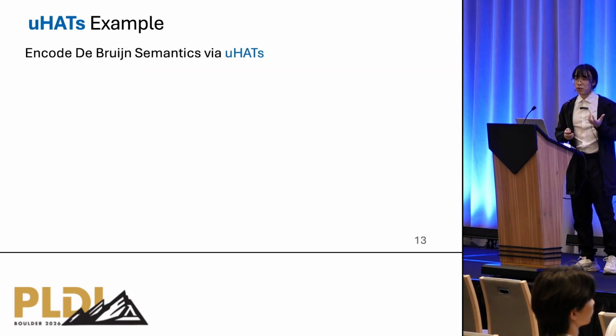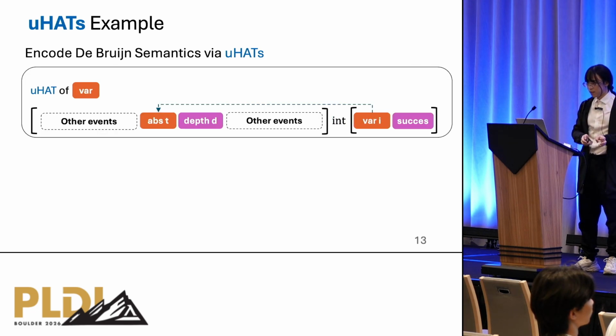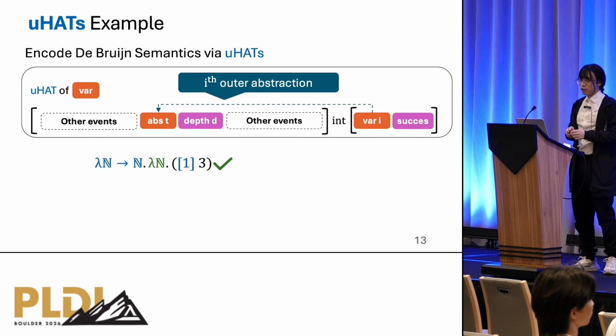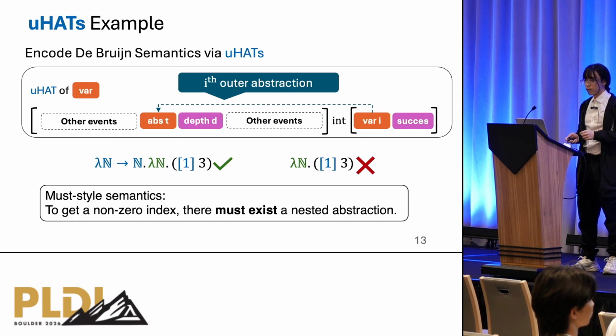I can give you an example of U-hat. For example, for var, you can see it has a pre- and post-condition like this. It actually has an event dependency. The var refers to a previous abstraction at the i-th outer level. So this one is correct, but this one is not, because index 1 doesn't have any outer abstraction here. There is also a must-do semantics. It says, to get a non-zero index, there must exist a previous nested function abstraction.